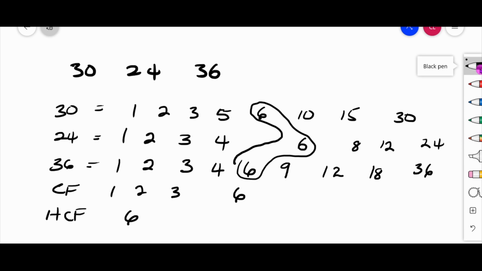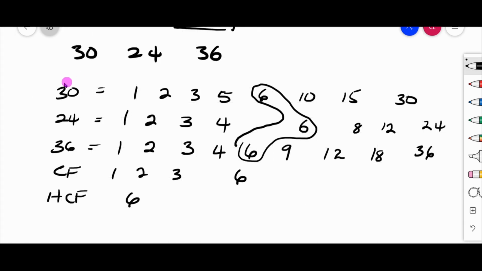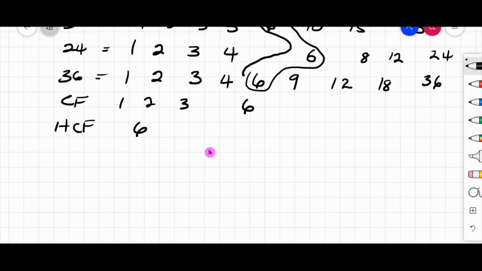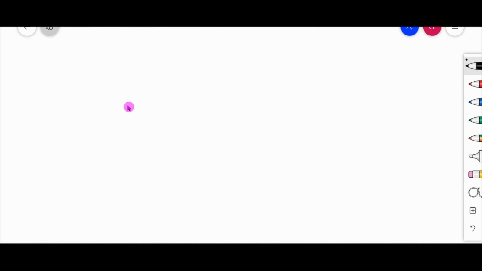So we have all the factors listed, and this method is primarily listing. Okay, so we're going to look at the factors, and then we look for the common factors and look for the highest common factor. In this case, it's 6. That's one method of finding the highest common factor. Let's look at another method. We have another method here.